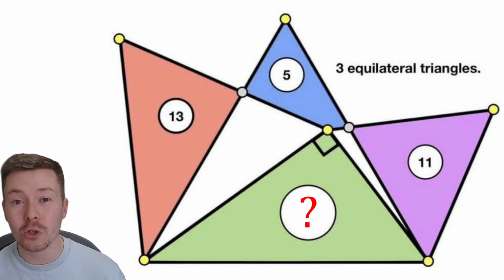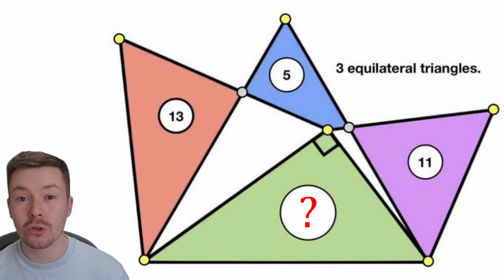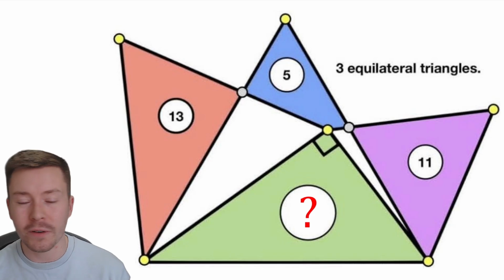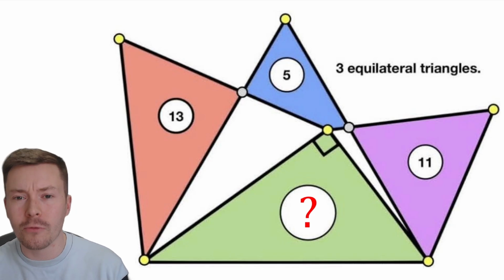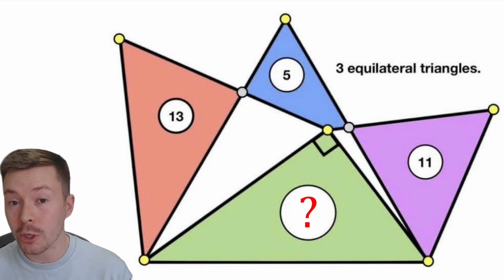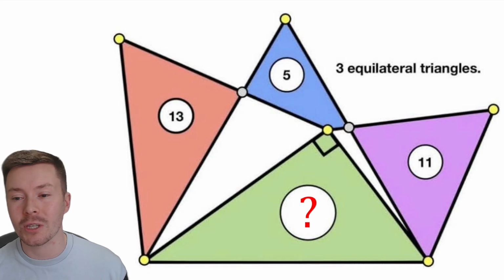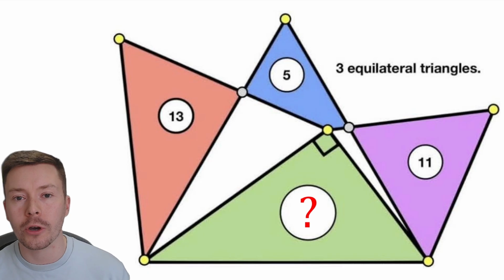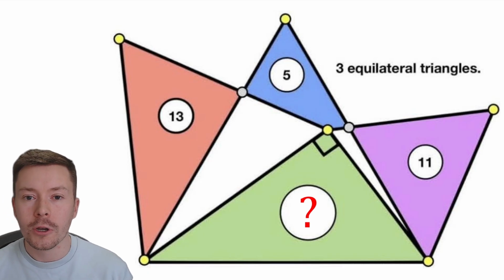This week's problem is about trying to find the area of the green triangle, as you can see in the diagram here. Now, this shape is made up of lots of different shapes, but inside of that overall shape are three equilateral triangles. I'm going to show you where those are in a second, because they're not the easiest to spot. Now, we've also got labelled on the diagram the areas of some shapes.